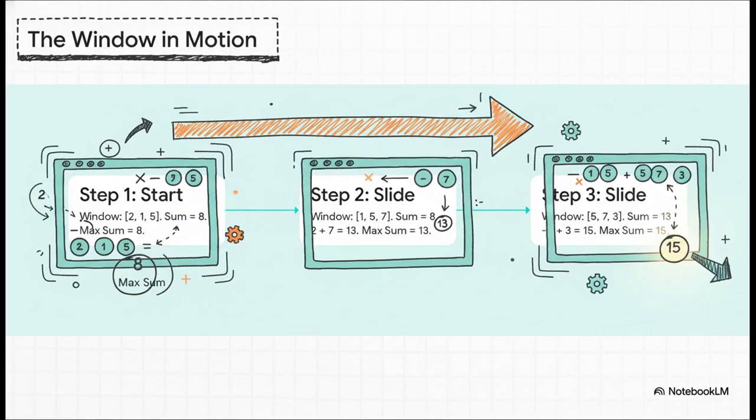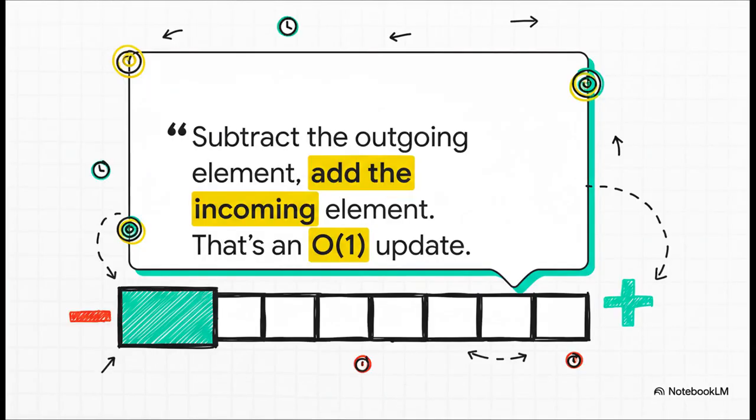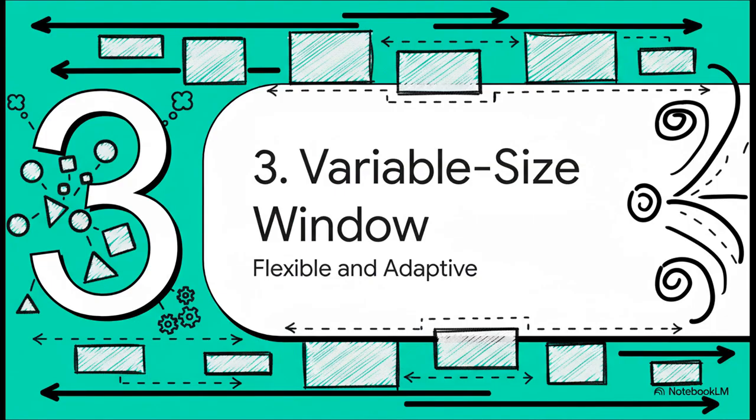Let's do it one more time for step 3. Take our current sum, 13, subtract the 1 that's leaving, add the 3 that's entering, and we land on 15, our final answer. And that right there, that's the secret sauce. Each slide is just one little subtraction and one little addition. That's what we call a constant time, or O(1) operation. It means we can zip through the whole array by just touching each element a couple of times. It's incredibly fast.